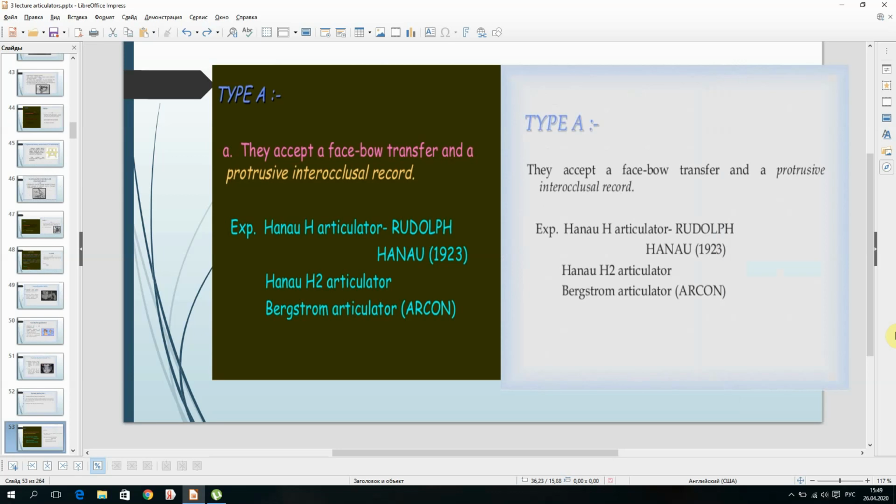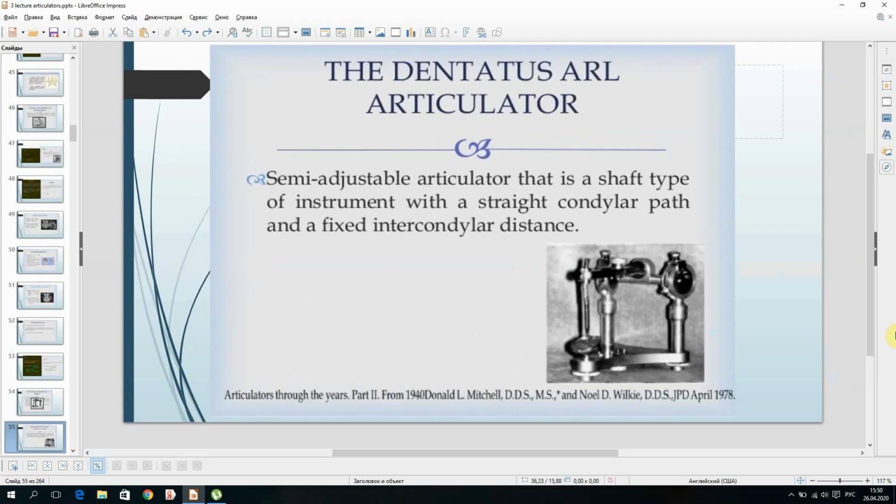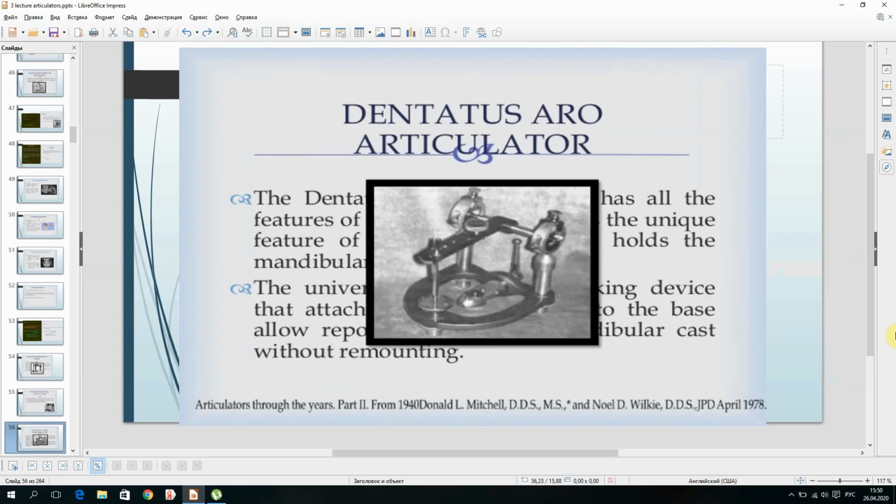Type A. This accepts a face bow transfer and the protrusive interocclusal record. Hanau articulator, Hanau H2 articulator, Bergstrom articulator, Hanau model H2 series, the Dentatus arcon articulator.